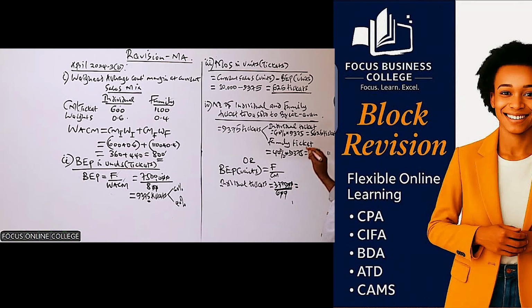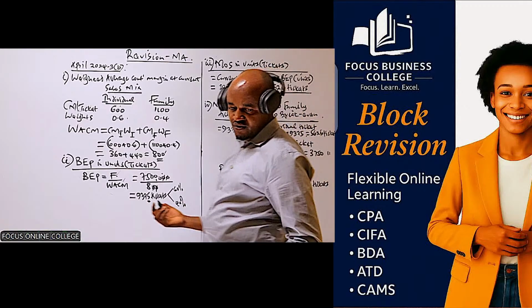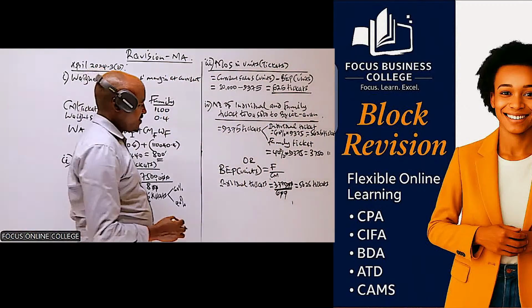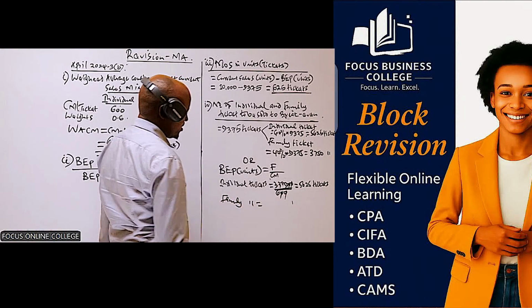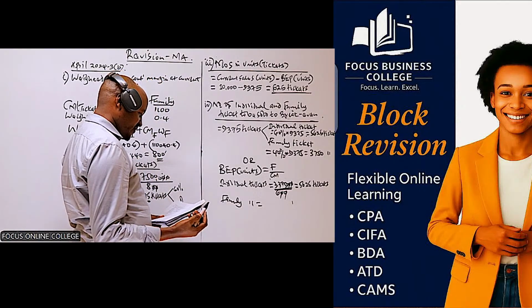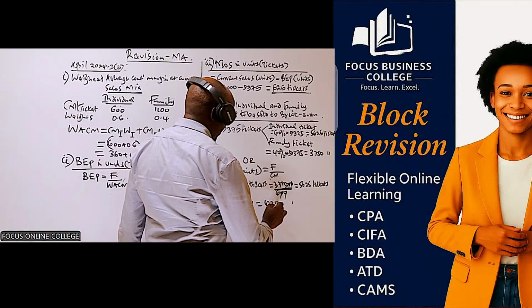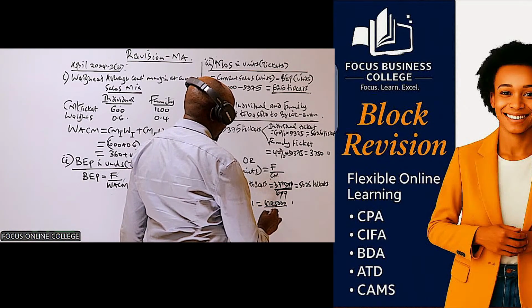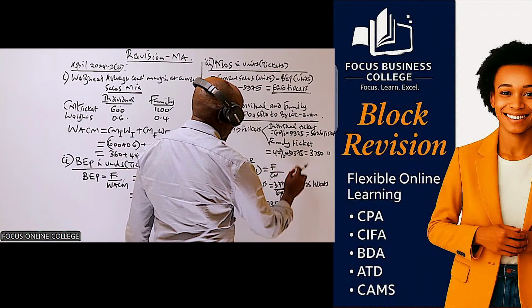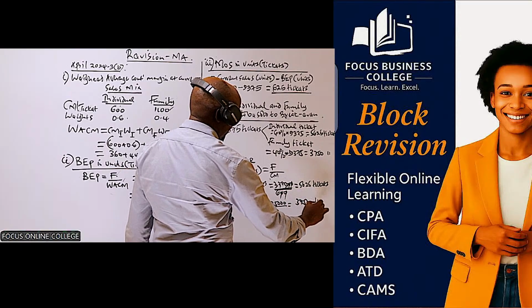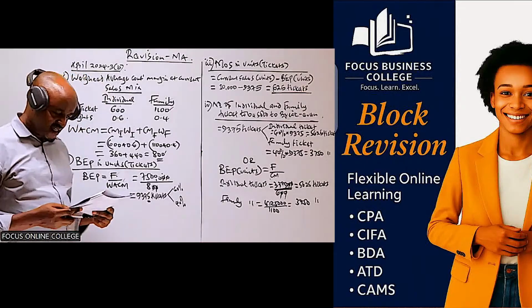This should give us the same answer, 5625 tickets. Are you getting the same answer? Yes, 5625. So we do the same for the family ticket. For the family ticket, we take the apportioned fixed cost, 4,125,000. We divide that by the contribution margin, 1100. That equally should give us 750 tickets.